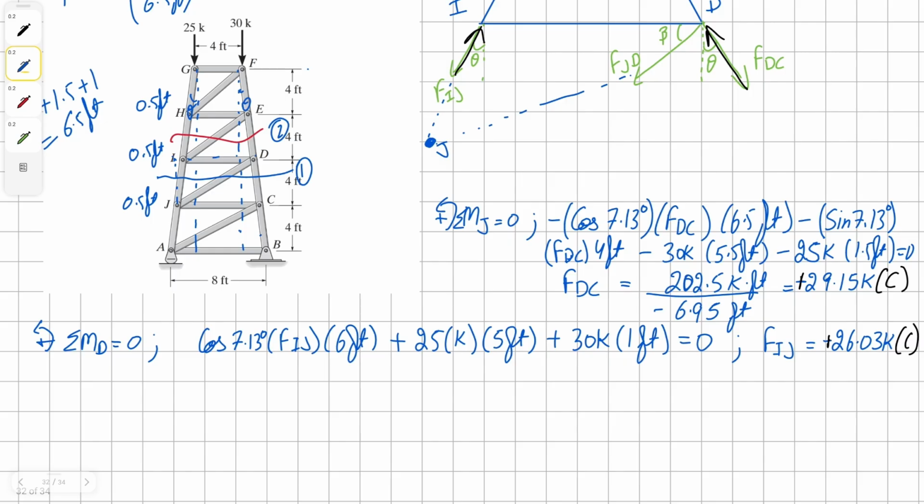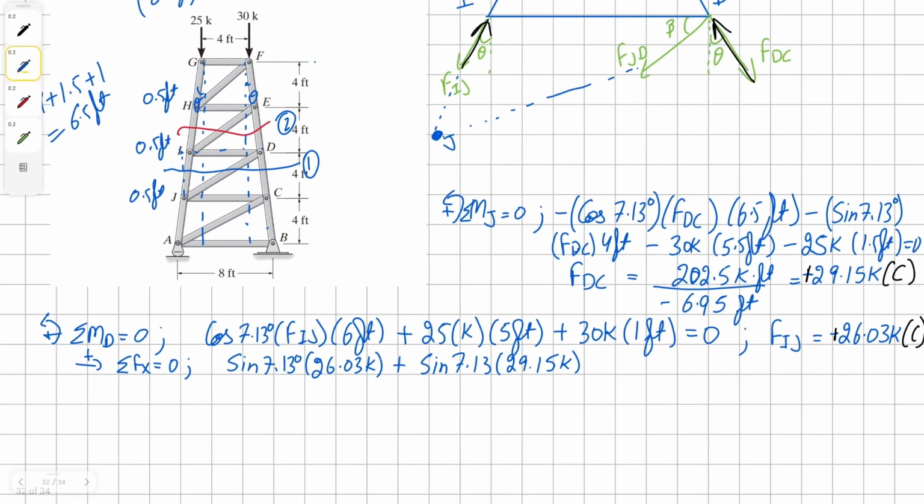Now we can find our JD by either summing the forces in X or Y direction. I'm going to do it in X because we have lesser amount of forces in the X direction. So we're going to have horizontal component of IG, which is sine 7.13 degrees times force IJ 26.03K. We're going to have horizontal component of force DC, which is also sine times 7.13 degrees times force DC, which is 29.15K.